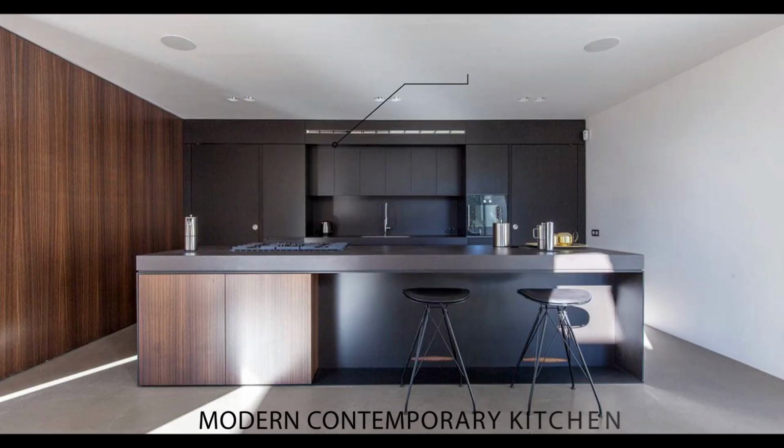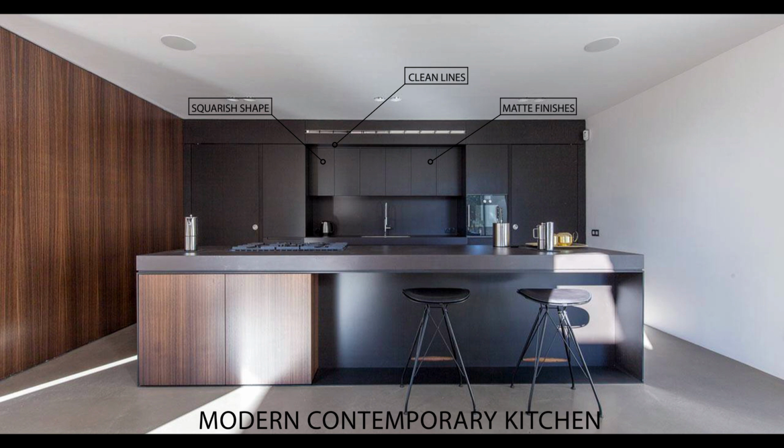The second one is contemporary modern. The contemporary is a style that we are using nowadays. We can say it's the present style that we are using. It has clean lines, squarish shapes, mostly matte finishes. Sometimes it's all matte. And also we can see contrast added with different colors and textures as well.